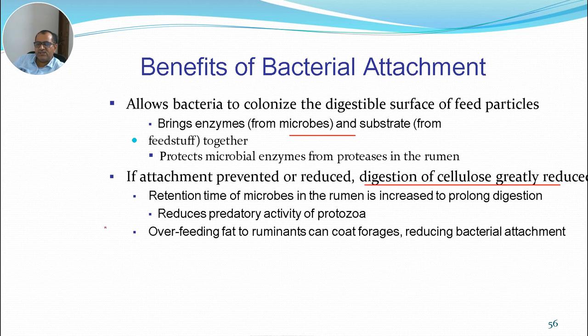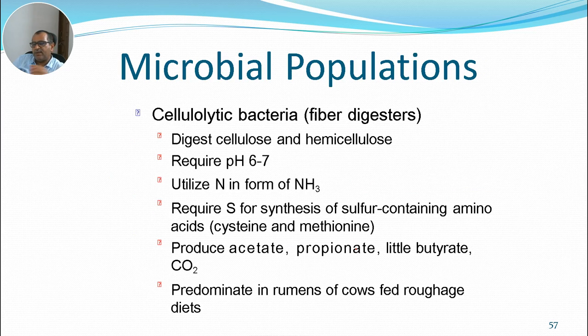The retention time of the microbes in the rumen is increased through prolonged digestion, especially with reduced predatory activity of the protozoa, because protozoa are the ones which consume the bacteria to live. Then overfeeding of fat to ruminants can coat forages, reducing bacterial growth. So more and more fat should not be fed to the ruminant, otherwise the benefits of the bacteria may get reduced.